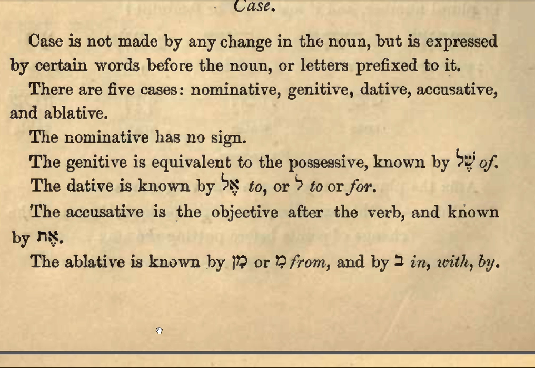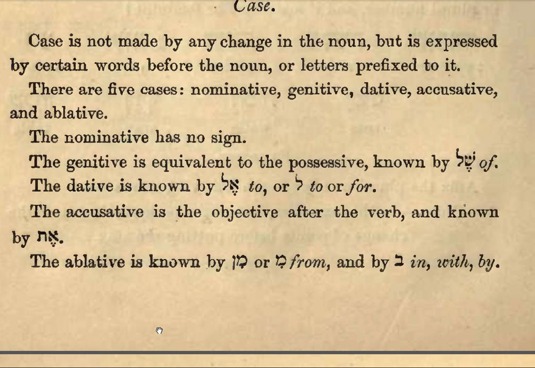Accusative is the objective after the verb, and we have this in English. We don't say I see he, we say I see him. We don't say he's going with I, we say he's going with me. So the objective case in English, some words do change. In Hebrew we have this word et, which is like a little hand pointing, and it's there pointing at the noun that's being acted on by the verb.